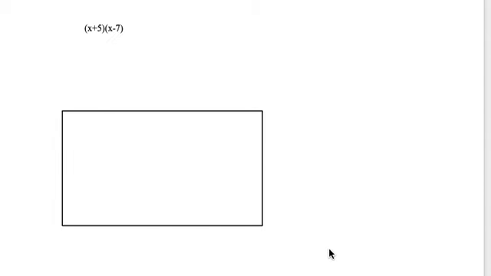Today I'm going to do a video just reminding you about the area model. So let's say I want to multiply, I have right up here, x plus 5 times x minus 7. So I can't just go ahead and multiply the x times x.